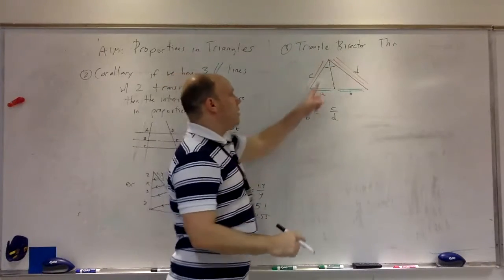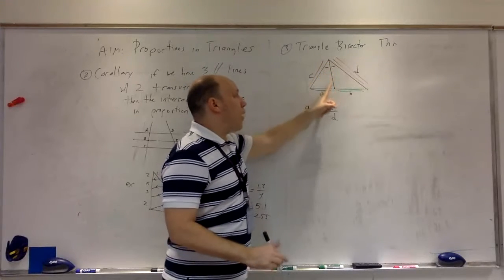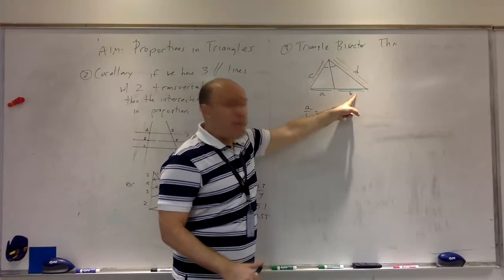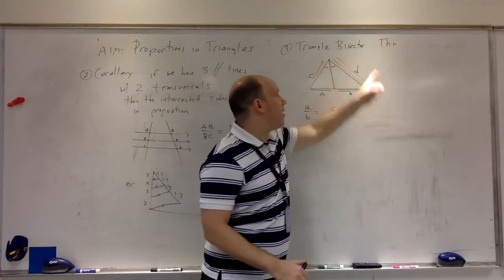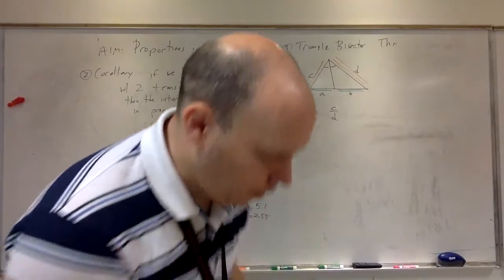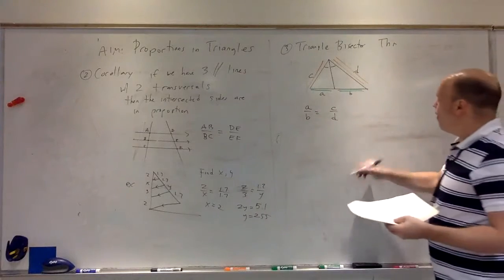Once again, if the segment draws an angle bisector, the ratio of the parts of the intersected side are in proportion to the other two sides. That's kind of cool. And so let me do a problem, and you can just quickly see that, and then I'll show you the proof.